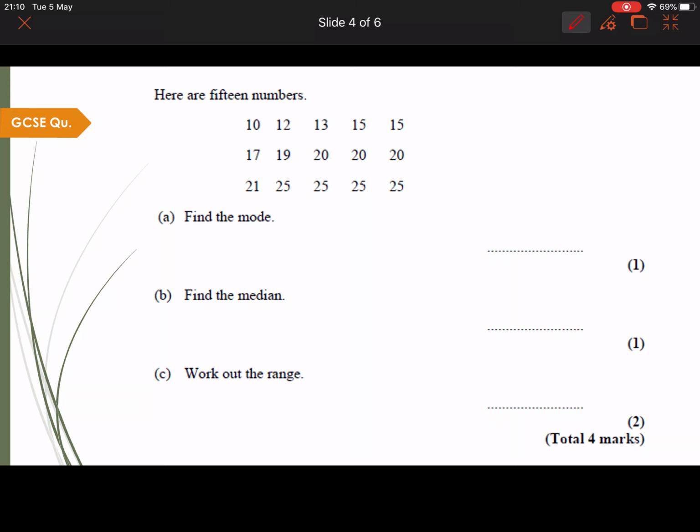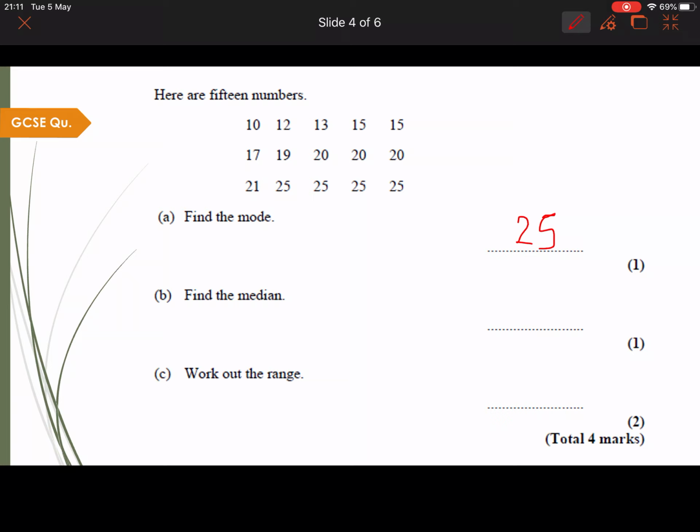Hopefully you spotted that these numbers are in order. They are just laid out differently to the other questions we've seen so far today. So when trying to find the mode, question A, we're simply looking for the number that comes up most often. And I can see from the list of 15 numbers that 25 comes up more than any other number in the list. To find the median, I would first need to put the numbers in order.